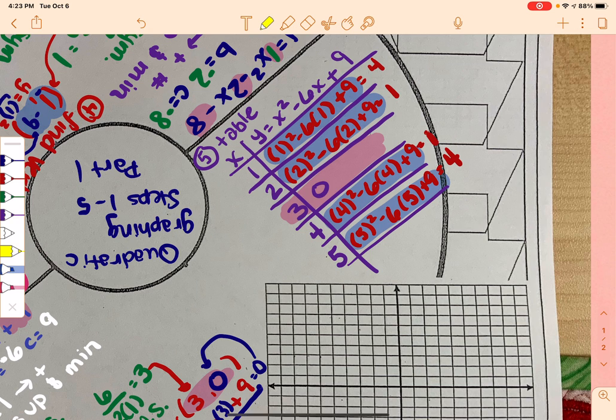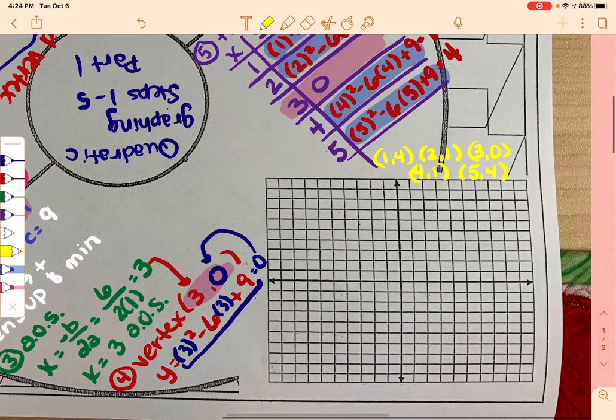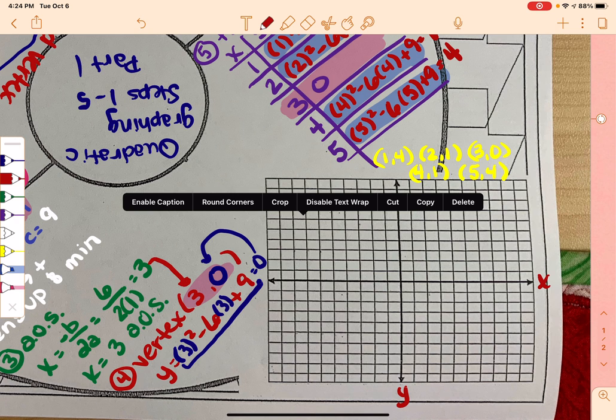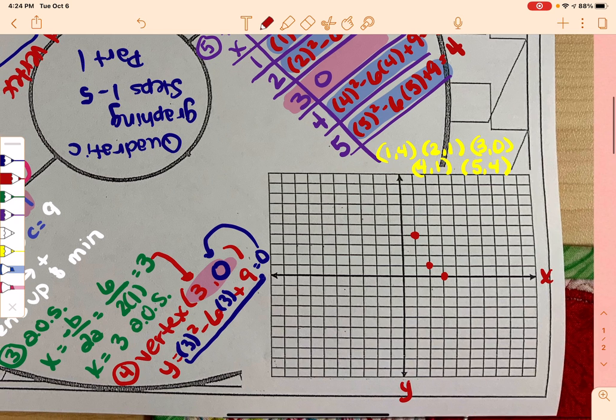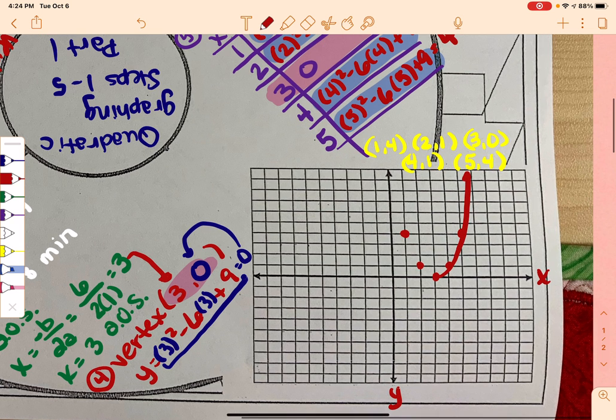So the first point would be 1, 4. 2, 1. 3, 0. 4, 1. And 5, 4. Again, because I've moved this around a lot, every single time I've graphed, I think you've noticed I've labeled the X and Y just so I know which direction is up when I'm doing this. And now I'm going to go through and graph the points. So 1, 4, 2, 1, 3, 0, 4, 1, and 5, 4. So you see the mirror image points of each one, and there's my vertex. So then we can go ahead and we can make our graph through that.